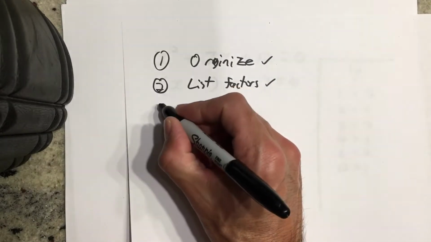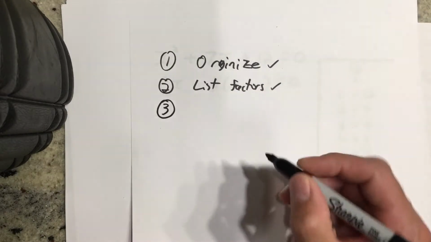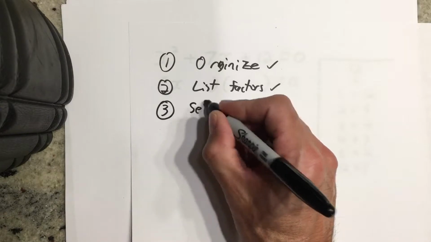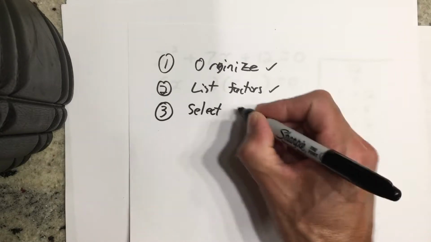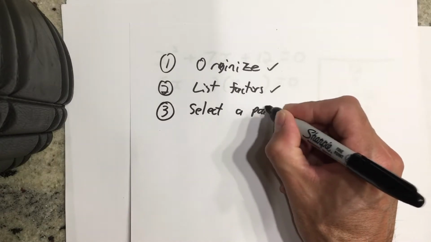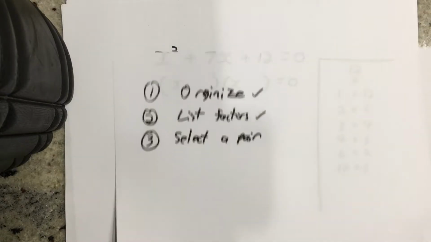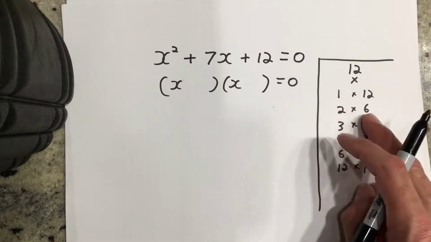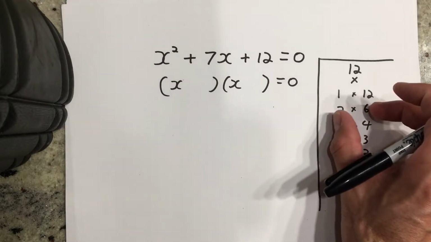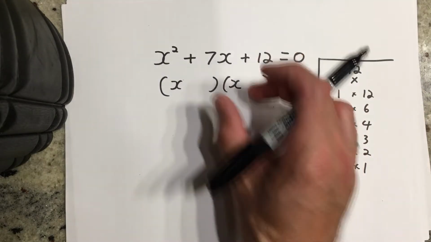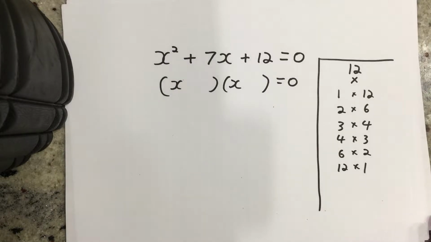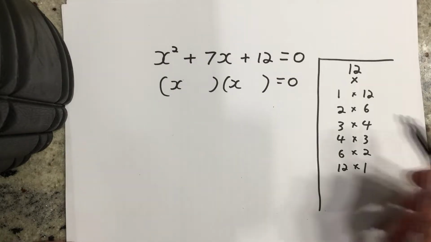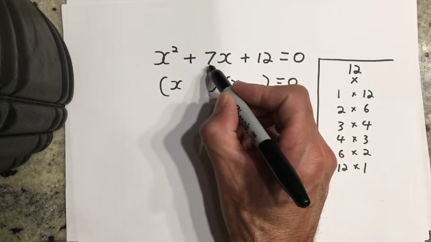And now it's time for our third step. The third step is we've got to select a pair. Now here's how we do that. We need to pick one of these pairs of numbers. That is, we've got to pick 2 numbers and we're going to place them here. Here's how we pick them. We need a pair of numbers that add up to give us the 7.